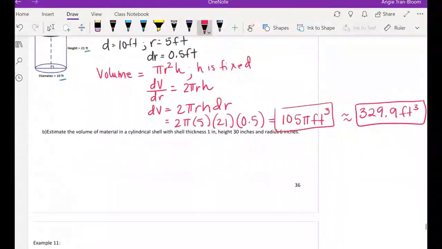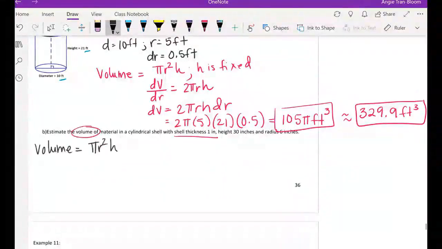So here's B. Estimate the volume of material in a cylindrical shell with the shell thickness now being 1 inch, and they give you a new height, a new shape. The new height is 30 inches, and the radius is 6 inches. So same thing, it says estimate the volume. So the first thing you want to do is write down the volume formula. Volume is pi r squared times h. And it says estimate the volume. That means you're going to have to find the change in volume.